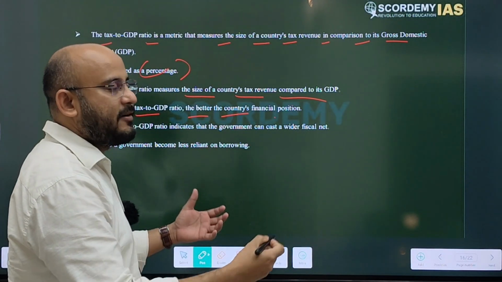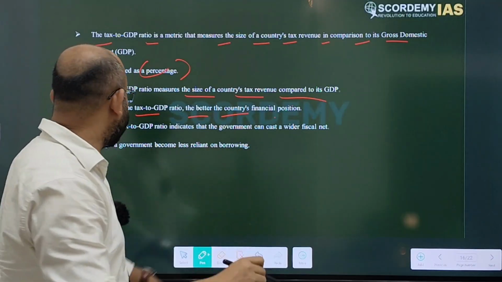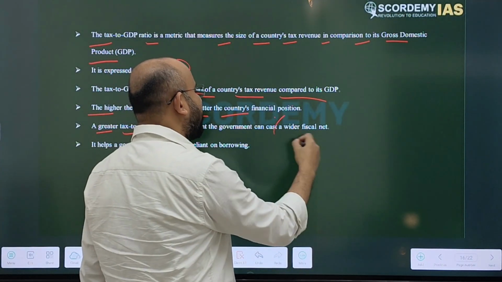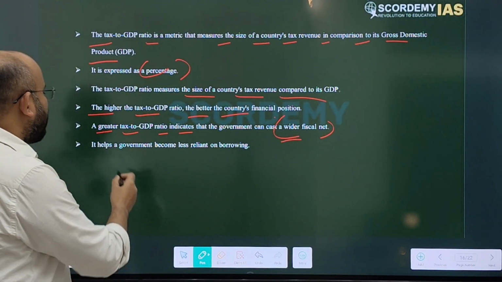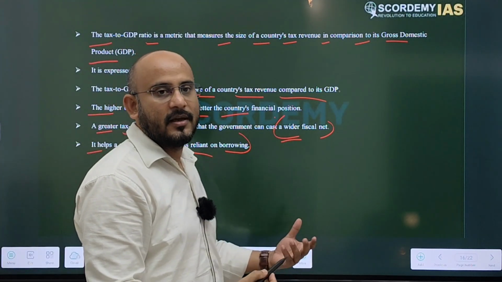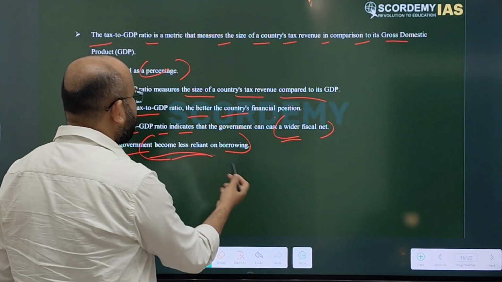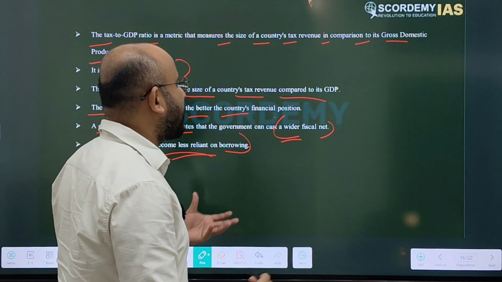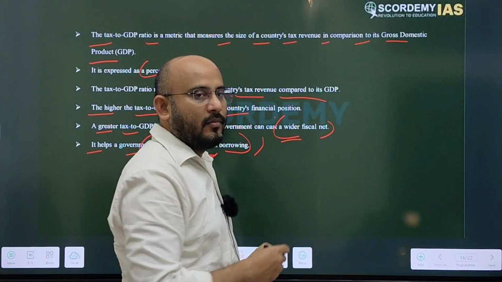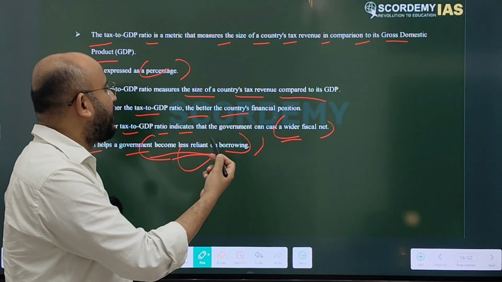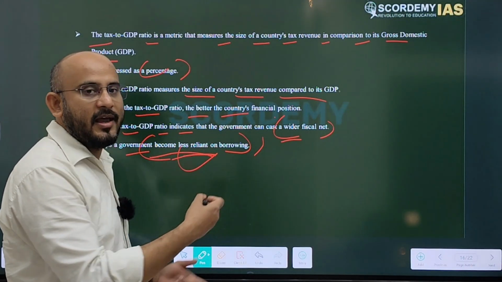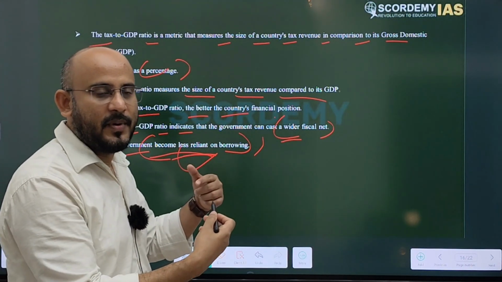They have money from tax collection and revenue collection, so there will be more fiscal space. A greater tax to GDP ratio indicates the government can cast a wider fiscal net, and it helps a government become less reliant on borrowing. Government borrowing, fiscal deficit happens when borrowing is high, because to meet the expenditure, capital expenditure and revenue expenditure, the government borrows. The higher the tax to GDP ratio, the more the borrowing reduces, because we are able to manage what we earn.